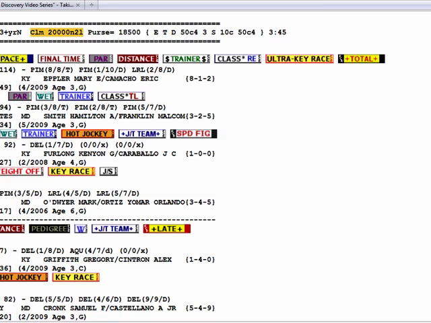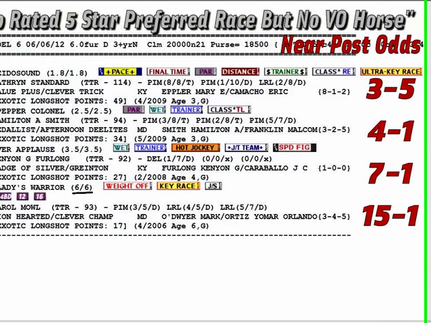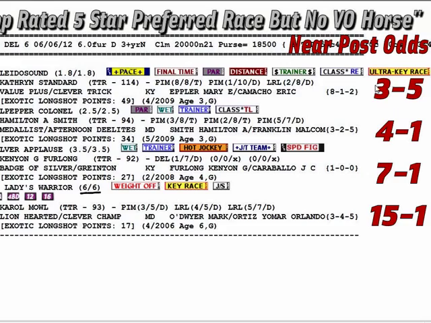Even if we had a value odds horse, we don't know if we're going to play it. We've got to see the odds near post time. Why? Because that's the most important thing. So let's check out the odds near post time in this race.